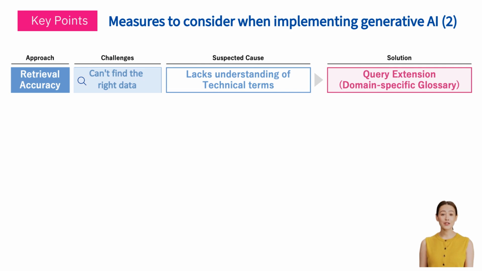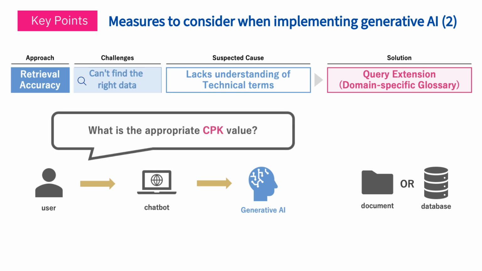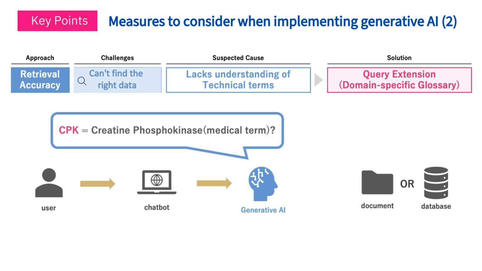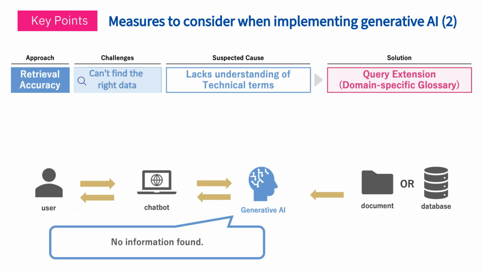Manufacturing companies often use industry-specific or even internal terms. When these terms are misunderstood by the AI, it can result in incorrect or irrelevant responses. For instance, take the term CPK. If you ask the AI, "What's the ideal CPK value?" it may assume you're referring to a medical term, like creatine phosphokinase. But in a manufacturing context, CPK means Process Capability Index, so you'll receive an answer of no information found.